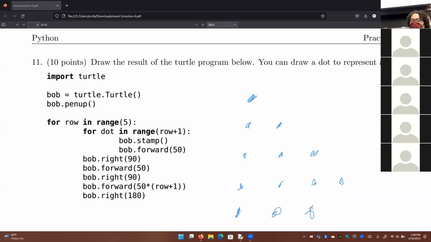Now, I do try to make pretty good rubrics for these kinds of questions, such as: did the student have the right number of dots per row? For instance, if you ended up doing this, or adding another layer, depending on the number of points, it's not going to be half credit. It's going to be something like a fifth of the value off.